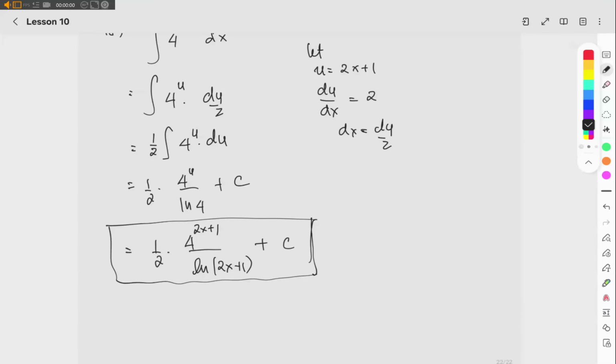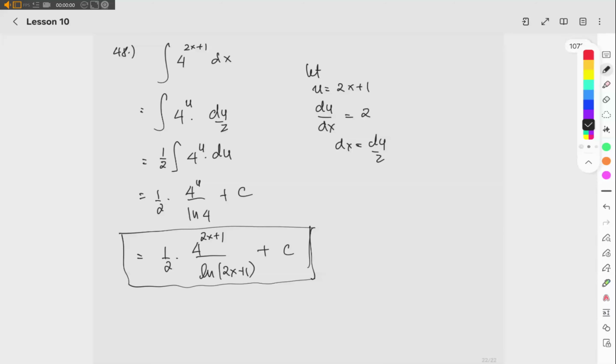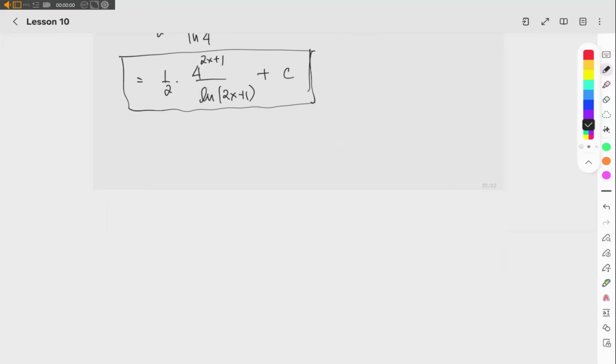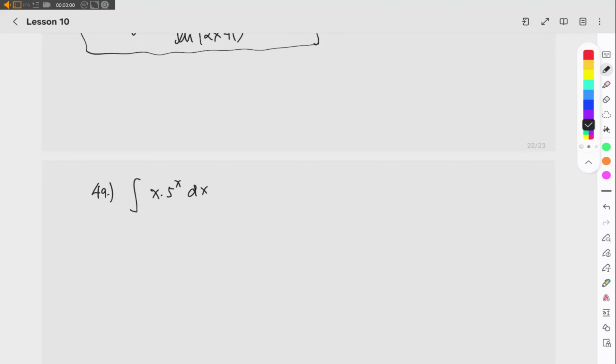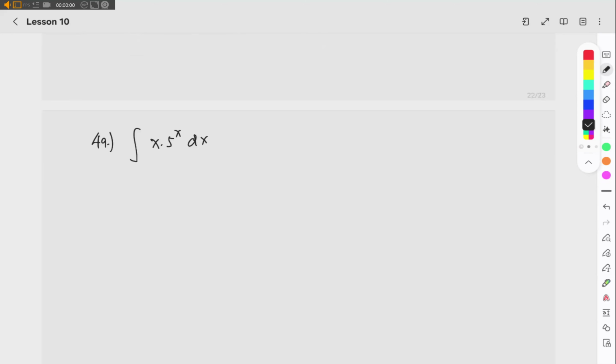Okay? Questions? No, teacher. All right, so let's do more problems. Suppose you have 49. Say you have the integral of x times 5 to the x dx. How would one solve this? No, this is a bit complicated, I think. Not yet, not yet.